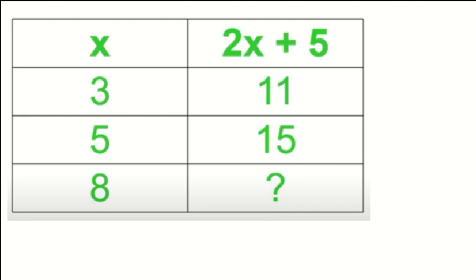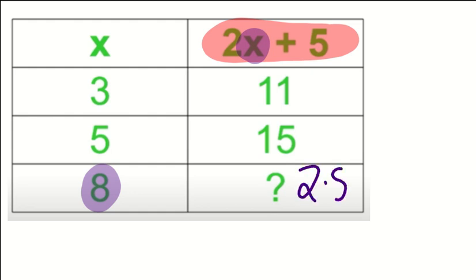21 is correct. All right, so you take your function rule. It gives you 2x plus 5. And all we're doing is we're taking the x value and putting it in for x. So that question mark, or sometimes it's just a blank, but that question mark then is 2 times 8 plus 5. 2 times 8 is 16. 16 plus 5 gives us 21. Any questions on that one?